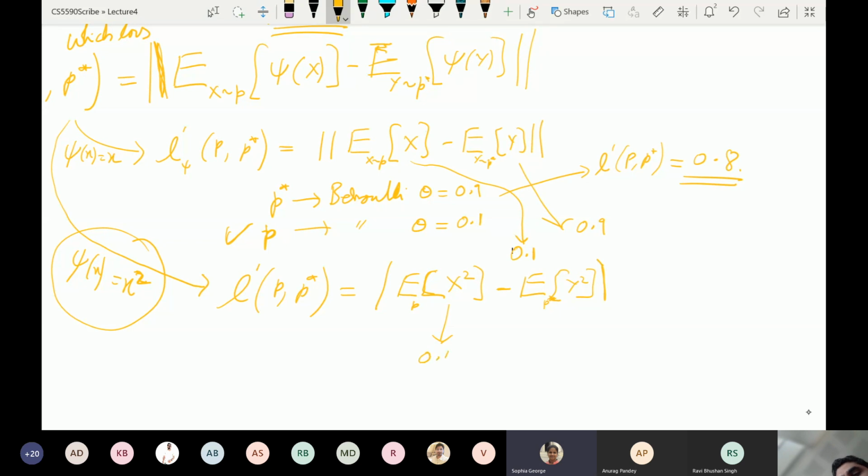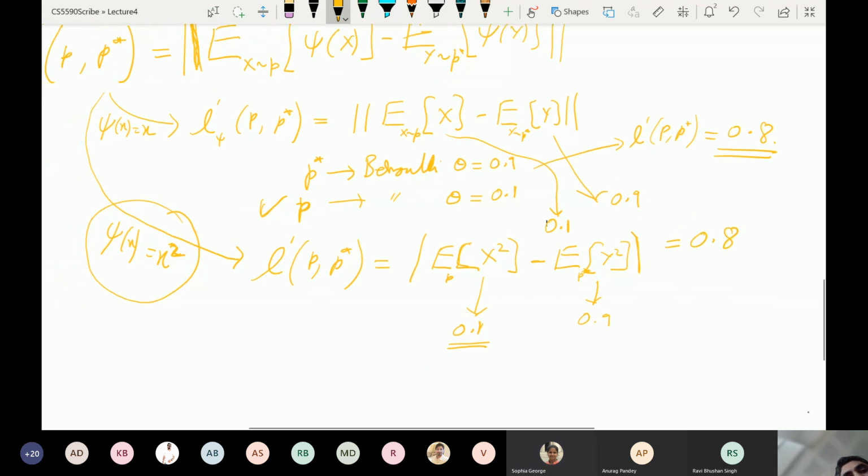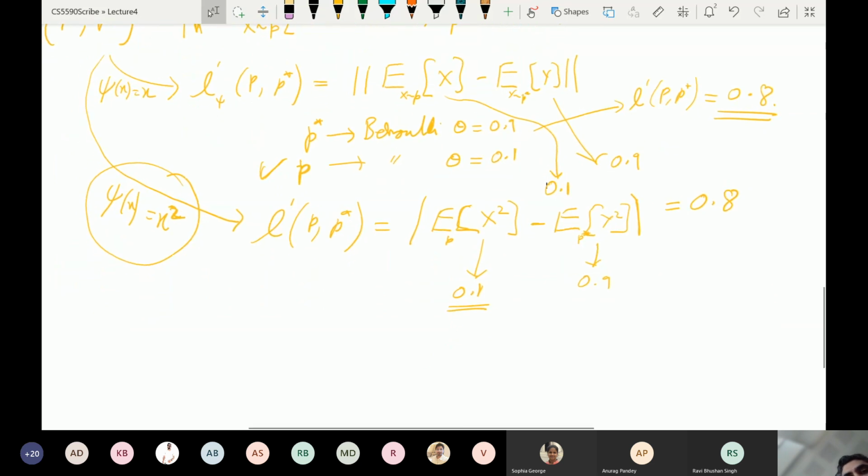Yeah, it's 0.1 again because it's simply x square times probability of 1. That is 1 square times 0.1 plus 0 square times 0.9. So it's 0.1, right? Okay, what is this value? 0.9. Right. So what is this loss again? 0.8. 0.8, right? Okay, let's take some other distribution.